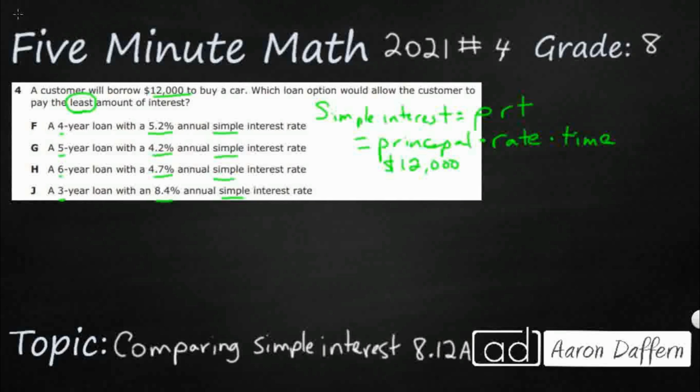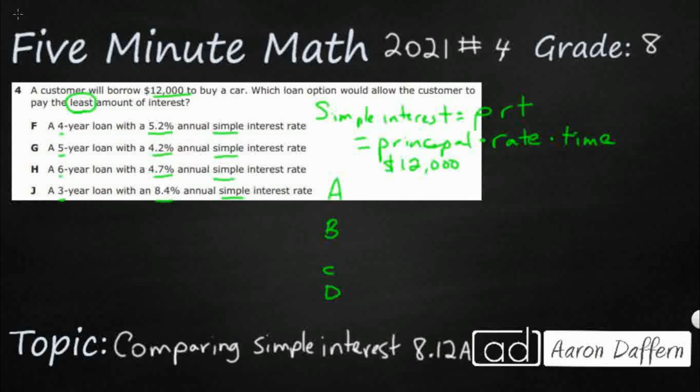So that's really what we're going to do. We're just going to take this $12,000, multiply it by the rate and the time. Seeing as how every single one of these has the exact same principal, we can actually just skip that for now. We can just look at our A, B, C, and D. And what we could do is we can just look at the rate times the time.